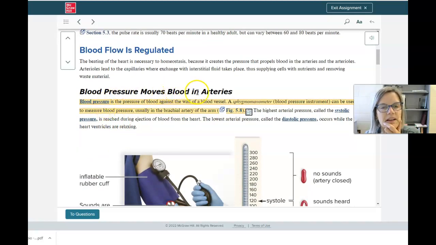The blood pressure moves the blood in the arteries. So as the heart is contracting, the pressure from the heart is what's moving the blood in the arteries. And there's a tool called a sphygmomanometer, a blood pressure instrument. And that's what we generally use to measure the blood pressure in the brachial artery, which is in the upper arm. And remember, we said the highest pressure is going to be when the heart's contracting in systole, so it's a systolic pressure. And then when the heart relaxes, diastole, we call that the diastolic pressure.